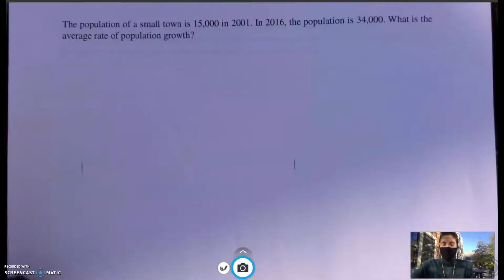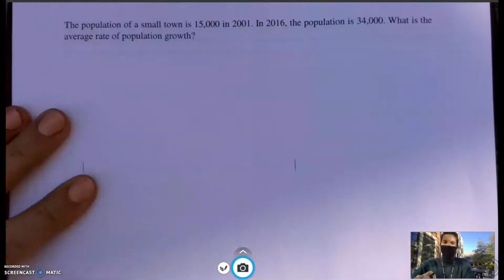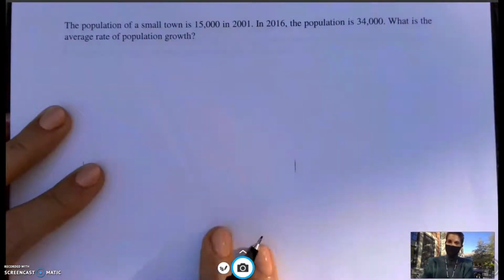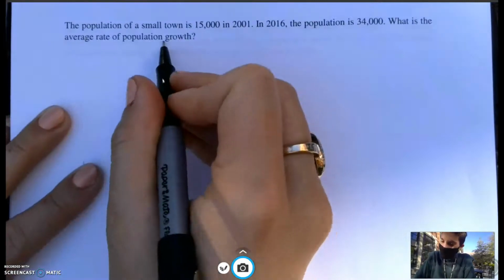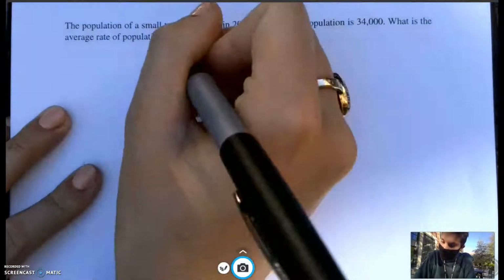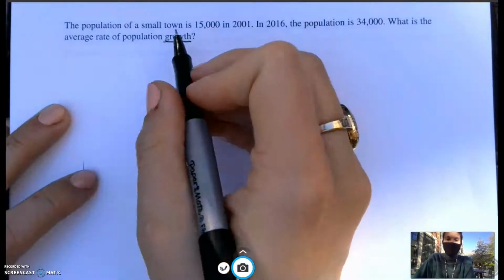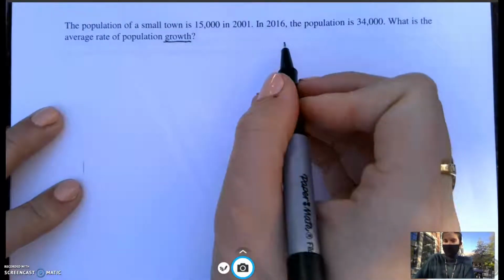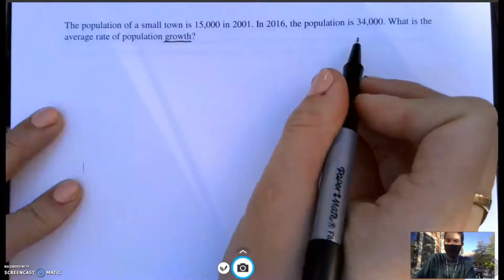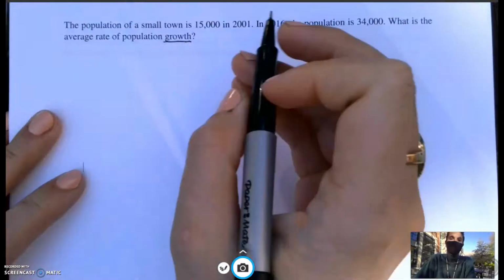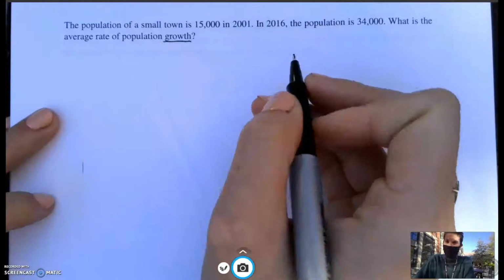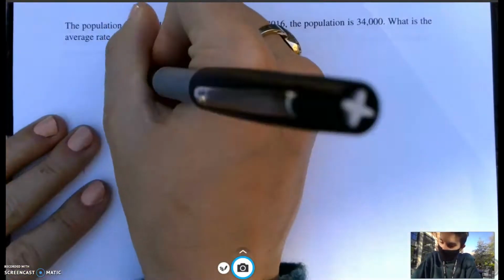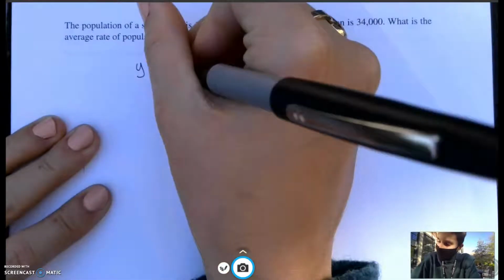Hello, statistics and pre-calculus. So we are going to jump right into an exponential growth word problem. How do we know it's growth? Well, we have this lovely word growth in our problem. So the first question is, we have a small town that has 15,000 people in it as of 2001. We want to know, in 2016, after the population has grown to 34,000, what was the average rate of population growth over that time? So remember, first thing we want to do, remember our exponential growth formula.